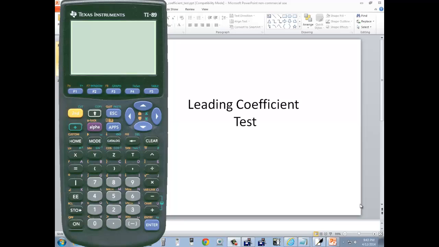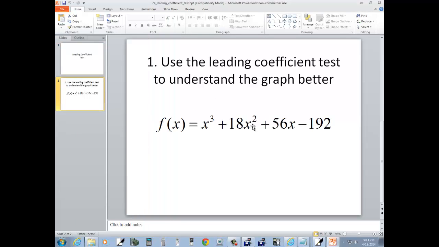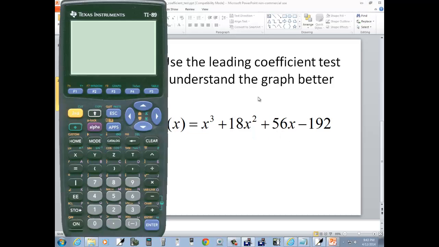Let's take a look at the leading coefficient test and how that helps us with our graph on a TI-89 calculator. Then we'll take a look at this problem here. Okay, so let's graph this.